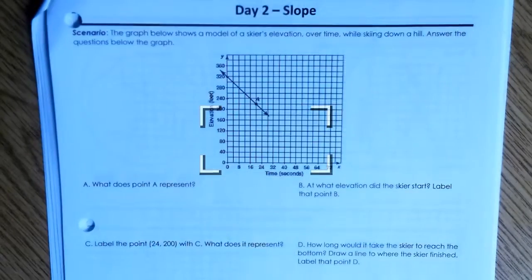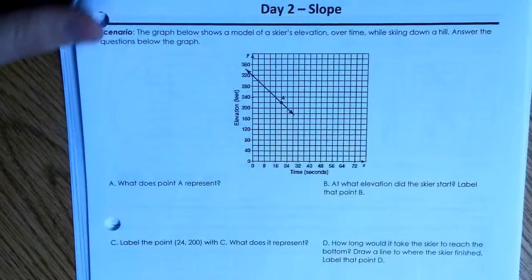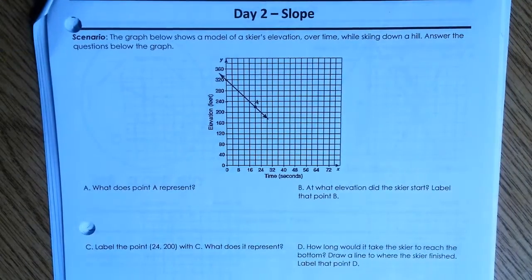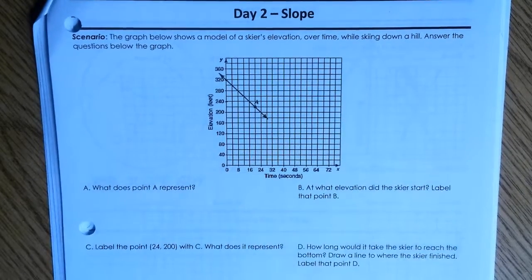So on page 9, talking about slope today, our introduction to slope. We just got done talking about slope, right? So you know, positive, negative, zero, and then the worst word you could ever say in algebra: undefined. Yes, undefined. Okay. Good.